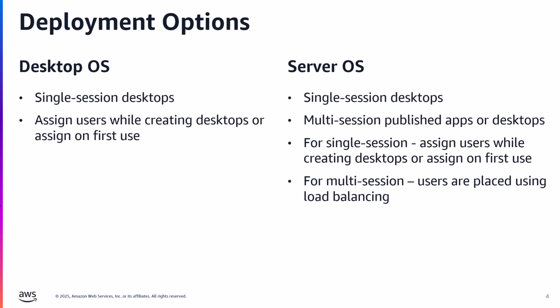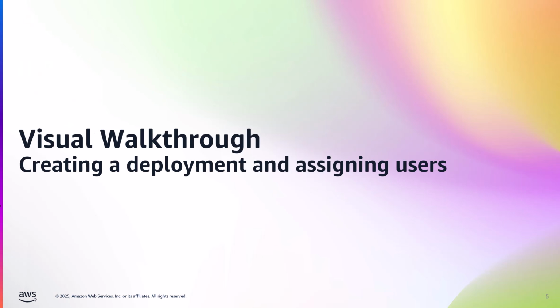Again, we can do single session desktops that are either assigned during deployment or on first use. We also have the option to do multi-session desktops, and along with that, multi-session application publishing. With multi-session, you do not assign users directly to workspaces, and instead they're placed on one using Citrix's load balancing algorithms for their session. I'll now hop on over to the AWS console to start this visual walkthrough.